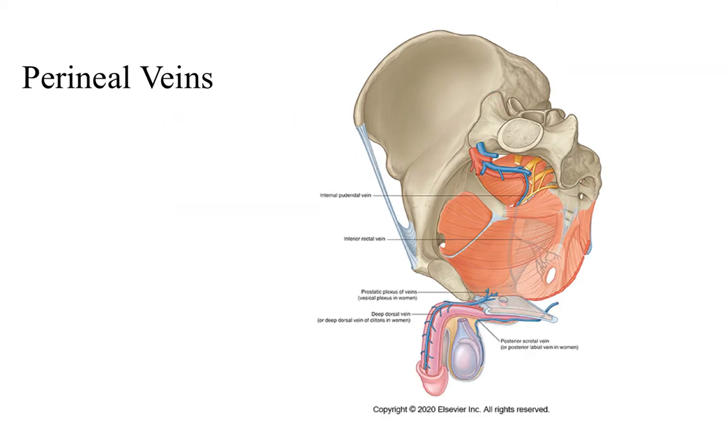And of course, perineal veins would drain the perineal region as well as the scrotum or labia majora, and join up with the internal pudendal vein, which then of course dumps back into the internal iliac vein.